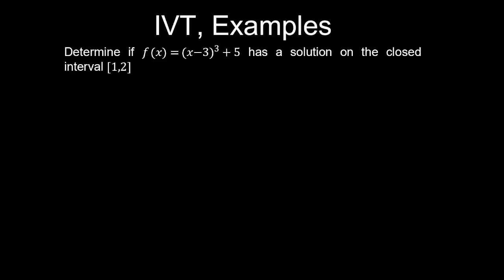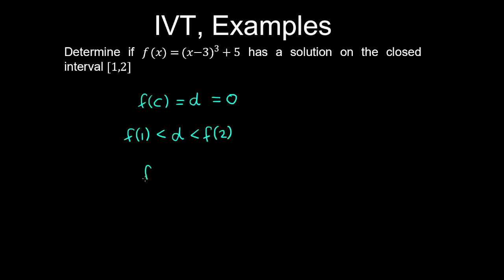Let's determine if this function has a solution on the closed interval from 1 to 2. So what we're looking for is a number c such that the function at c evaluates to a number d. And because we're trying to look for a solution, then we set d equal to 0. And the condition that must be satisfied in the intermediate value theorem is that d must be between f of 1 and f of 2.